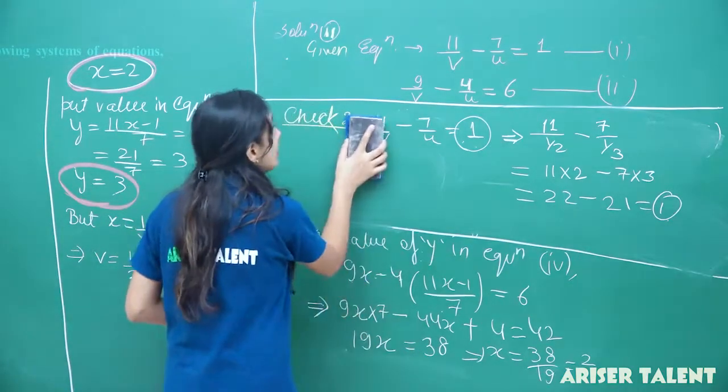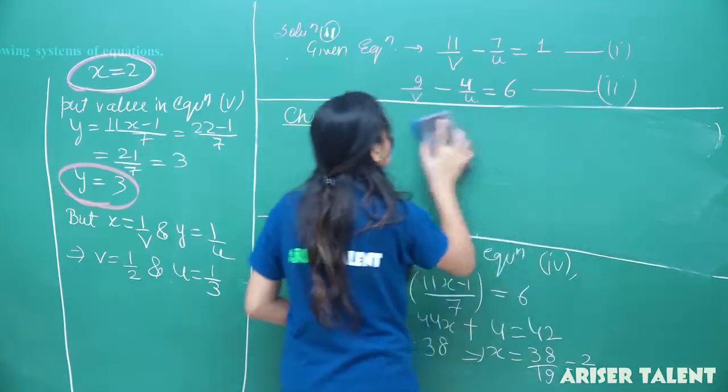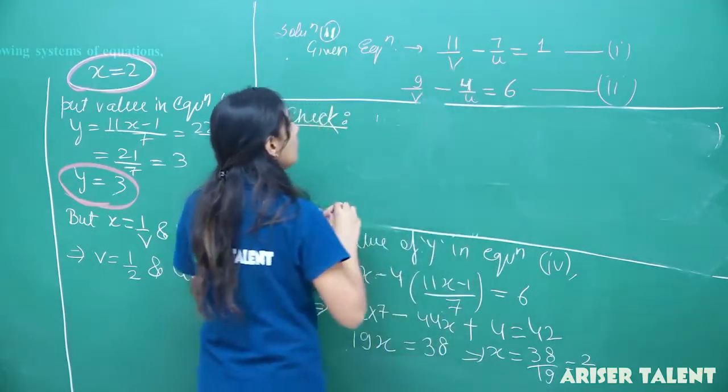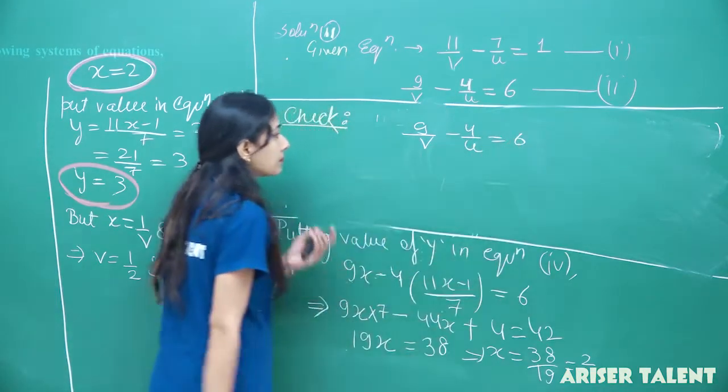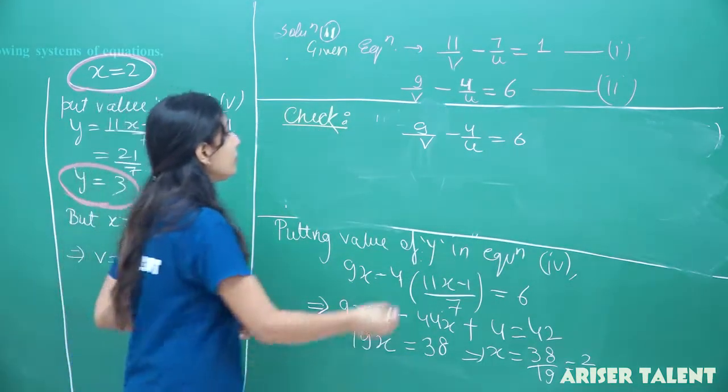Now this is first. Now the second, 9 by v minus 4 by u equals to 6. Okay, now what will it give you?